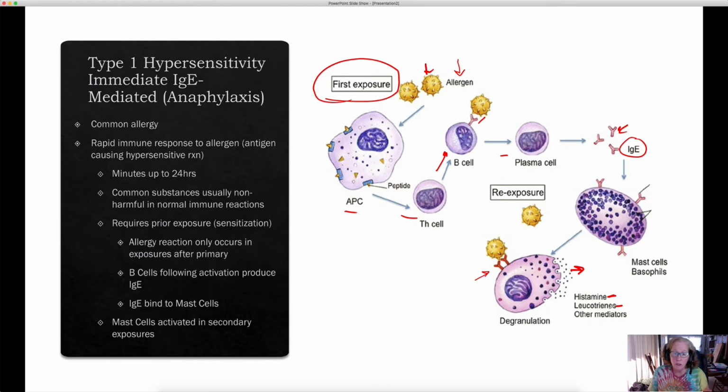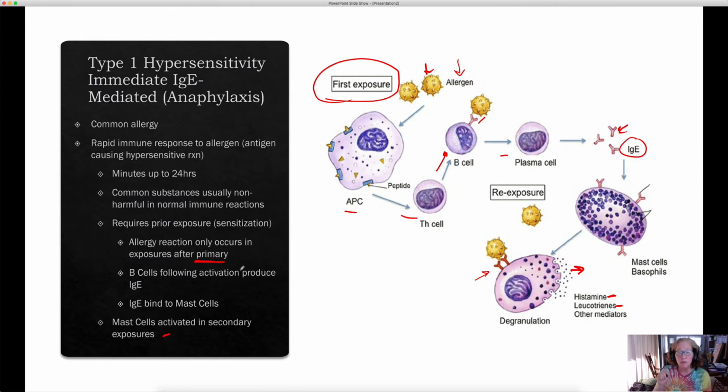You can have people who are slightly sensitive, so they may not have as many IgE antibodies, or they just don't produce as many mediators. So these mast cells get activated in secondary exposures, as do the basophils.